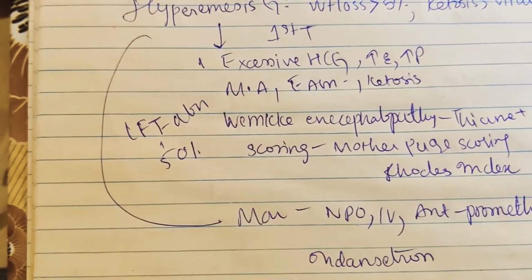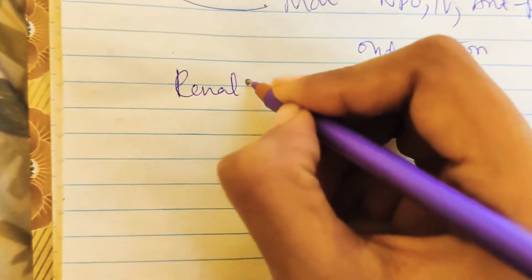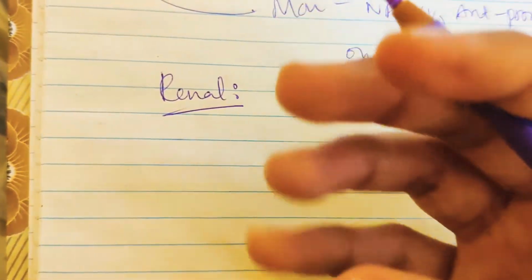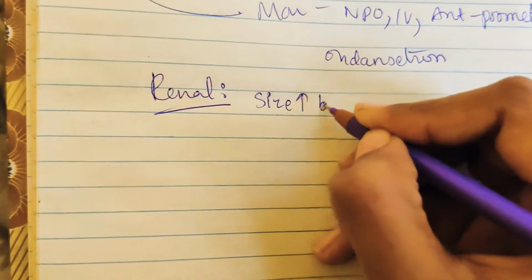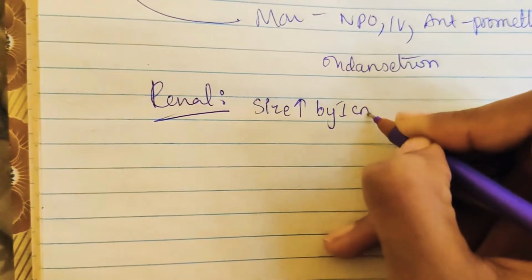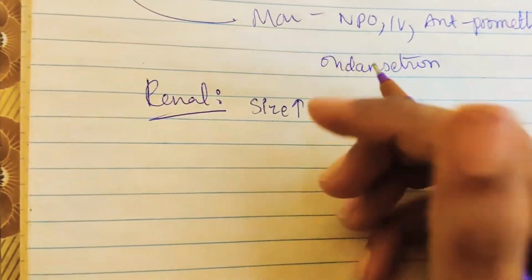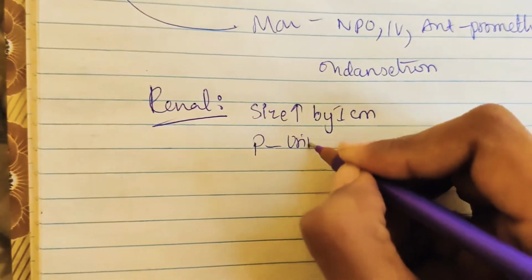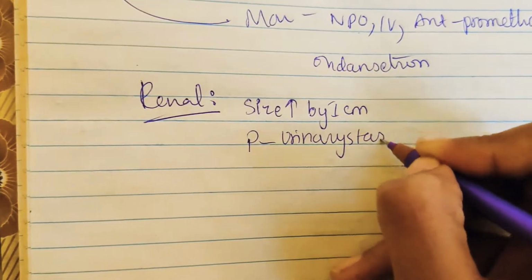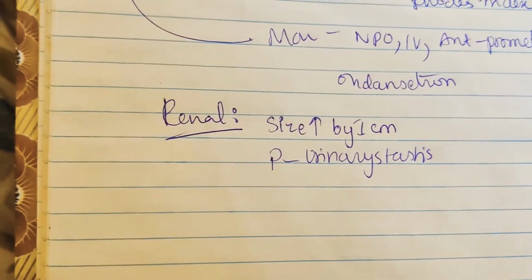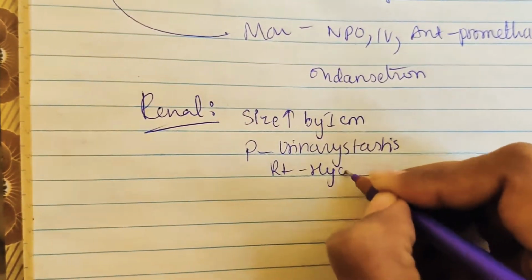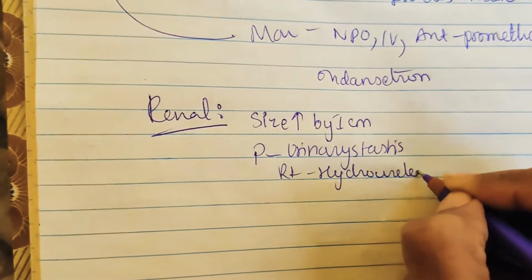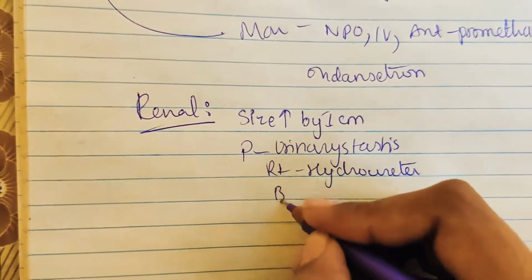Now finally, let us see the changes in the renal system. We have seen the respiratory system and the GIT, now the renal system. There are some anatomical changes: the size of the kidney increases by 1 centimeter, and urinary stasis is due to progesterone. Urinary stasis means urine is not coming out. Hydroureter may also occur, more on the right side, and the bladder mucosa is congested.